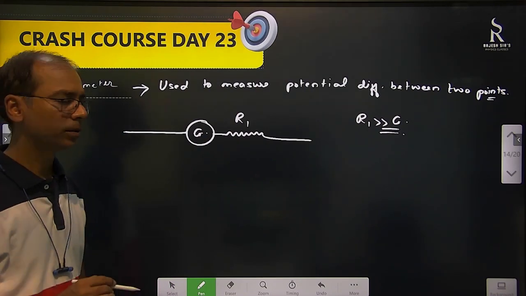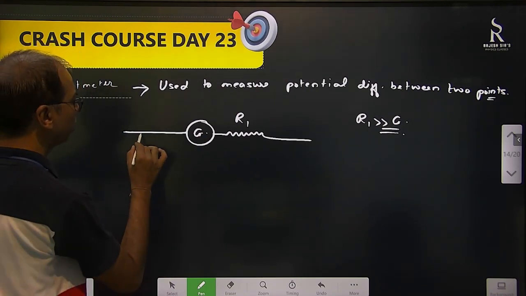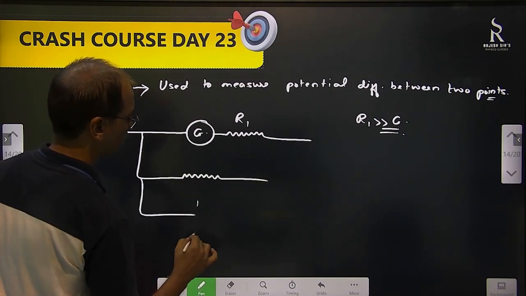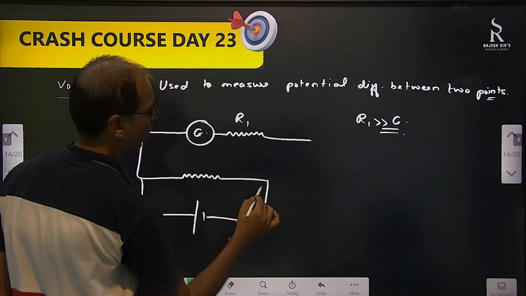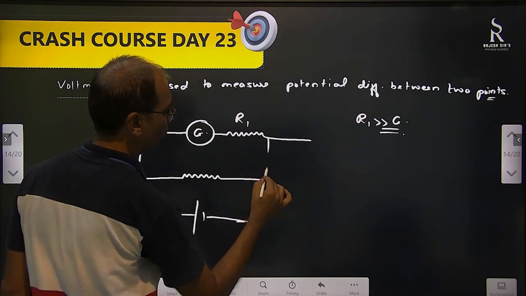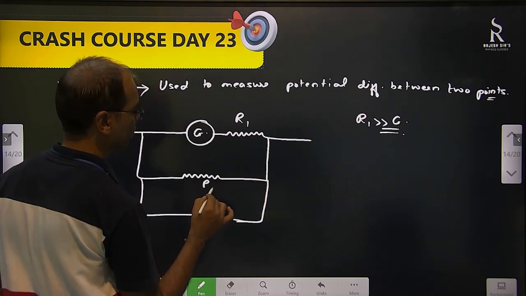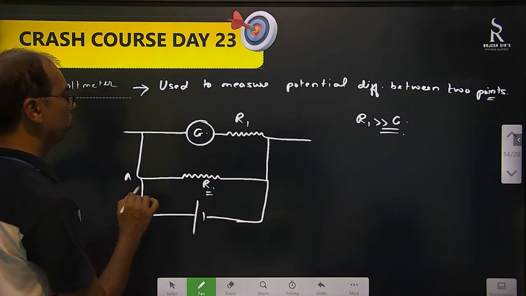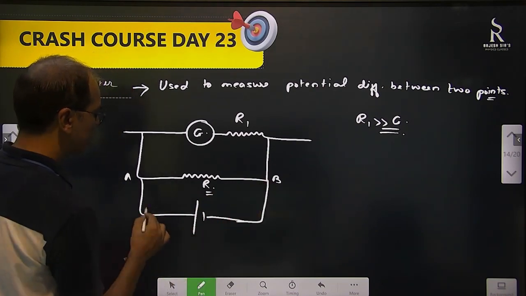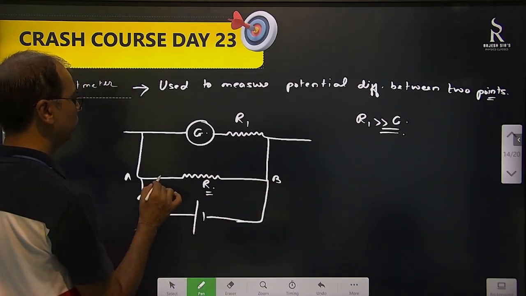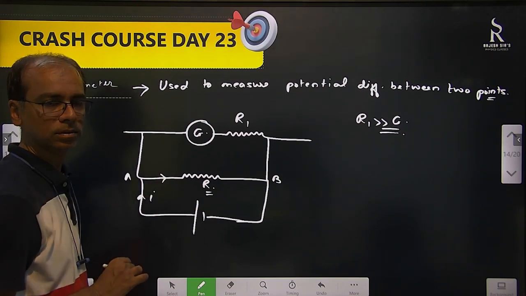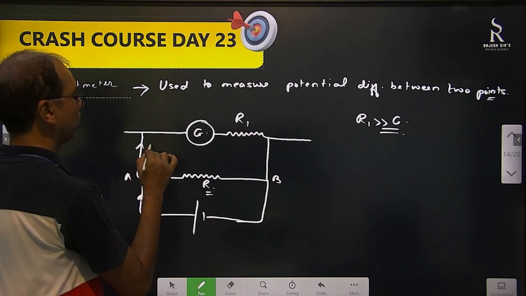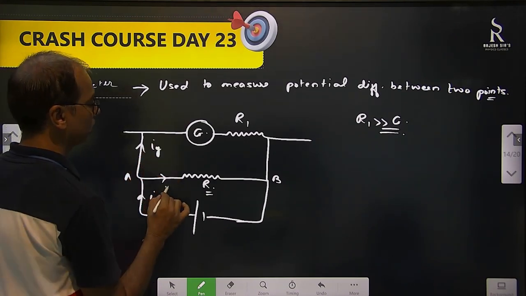Because of this, what happens? This was actually the circuit. Now what we did is connect this voltmeter in parallel with this resistor. We want to measure the potential difference between these 2 points, A. So from this battery, current went like this. Here the current splits. Here goes Ig, and here goes I minus Ig.